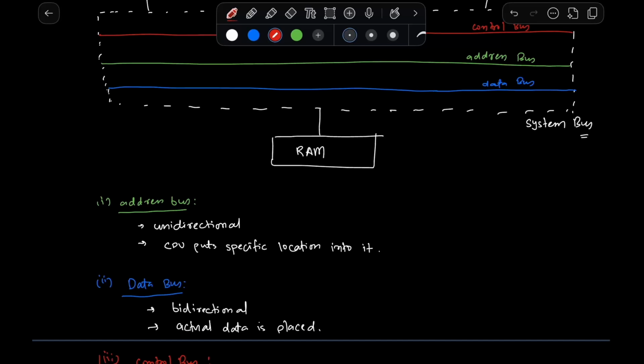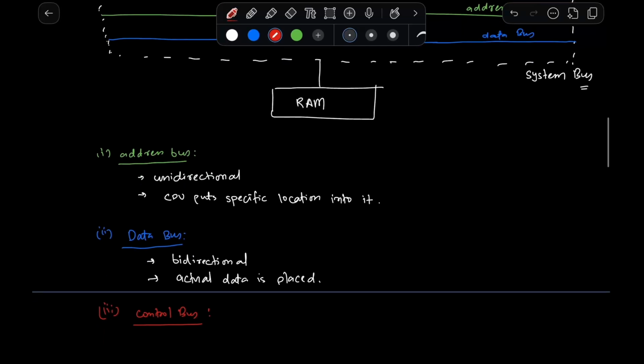So it carries all the signals from the CPU so that it can regulate and coordinate all the system activities, like memory read, memory write, IO read and IO write. So all these things are happening via this control bus. Okay, if you don't get it, we'll see an example so you'll get it.